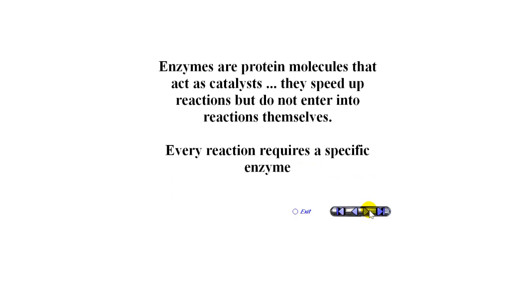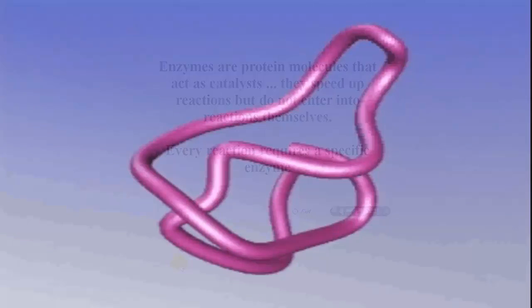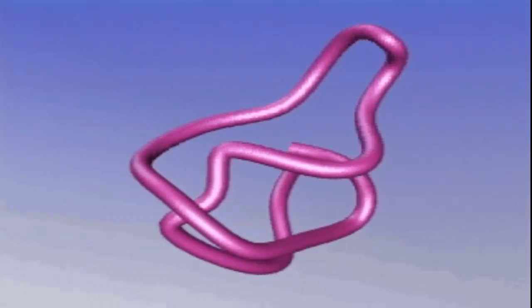So the basics. Enzymes are protein molecules that act as catalysts. At some point in your science career, or if you're taking senior chemistry, you're studying enzymes and catalysts. A biological catalyst is an enzyme. The bottom line is that they are proteins that speed up reactions, but they don't enter into reactions themselves. Catalysts are substances that speed chemical reactions without being used up in those reactions. In cells, catalysts are usually large globular proteins known as enzymes.